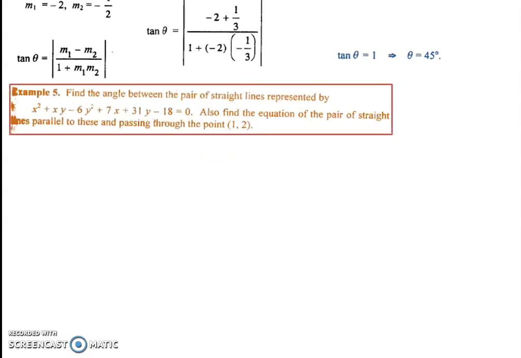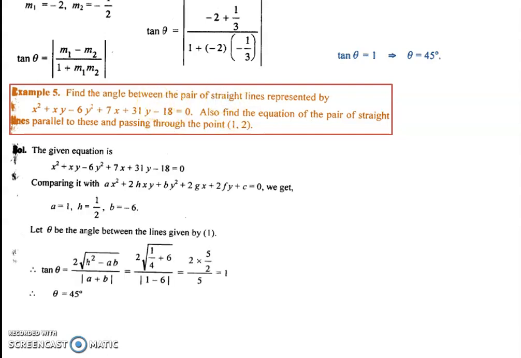Another question: find the angle between the pair of straight lines represented by this. Also find the equation of the pair of straight lines parallel to the line and passing through the point. So one more condition is there. Now we want to find the angle, we want to find the pair of straight lines, and we want to find the parallel lines which pass through (1, 2).